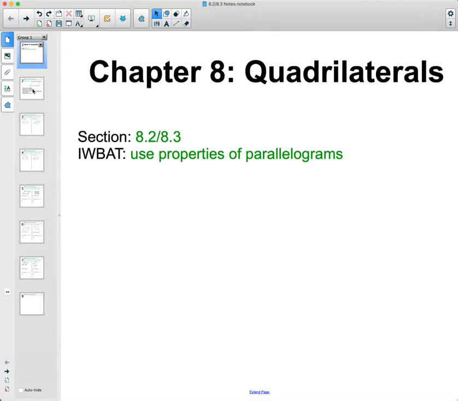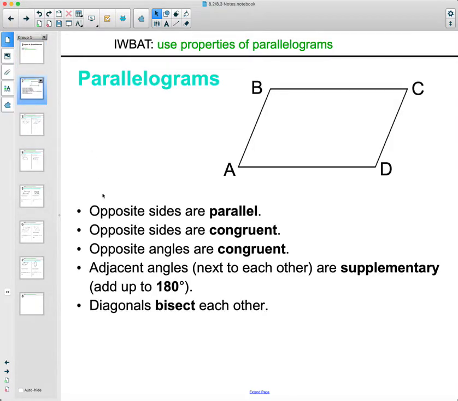In this video, we will be looking at using the properties of parallelograms. So here are the 5 properties of parallelograms. The first one is that the opposite sides are parallel. That's the definition of what a parallelogram is: a 4-sided figure where both sets of opposite sides are parallel.